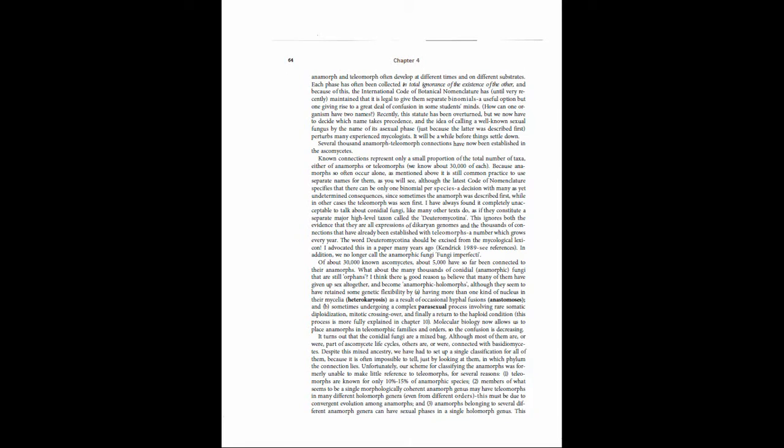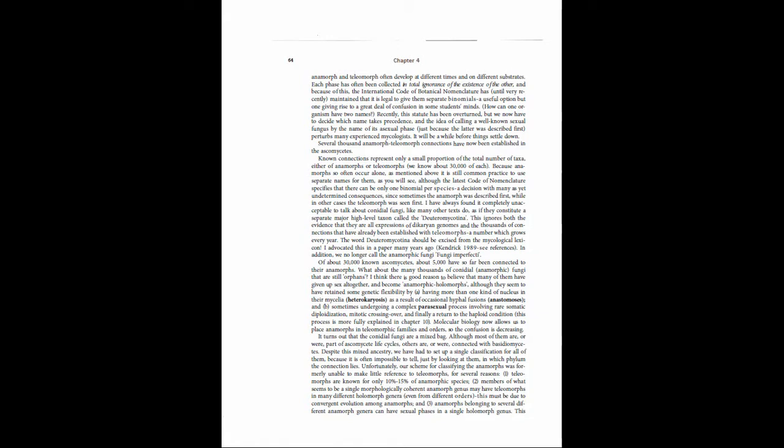In addition, we no longer call the anamorphic fungi imperfecti. Of about 30,000 known ascomycetes, about 5,000 have so far been connected to their anamorphs. What about the many thousands of conidial anamorphic fungi that are still orphans? I think there is good reason to believe that many of them have given up sex altogether, and become anamorphic holomorphs, although they seem to have retained some genetic flexibility by, a, having more than one kind of nucleus in their mycelia, heterokaryosis, as a result of occasional hyphal fusions, anastomoses, and, b, sometimes undergoing a complex parasexual process involving rare somatic diploidization, mitotic crossing over, and finally a return to the haploid condition. This process is more fully explained in Chapter 10.